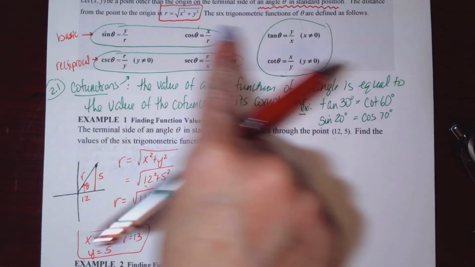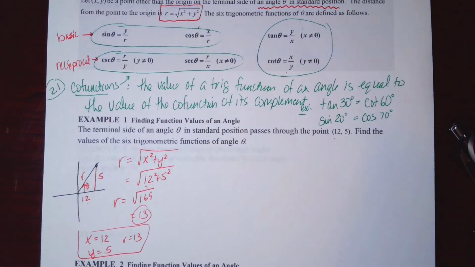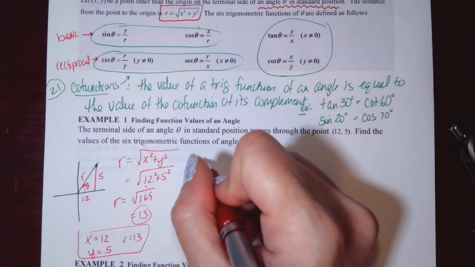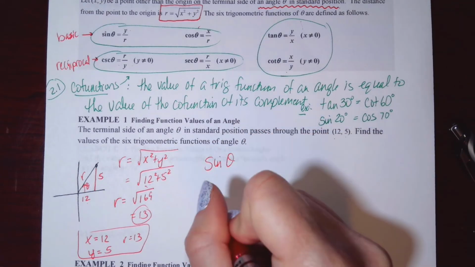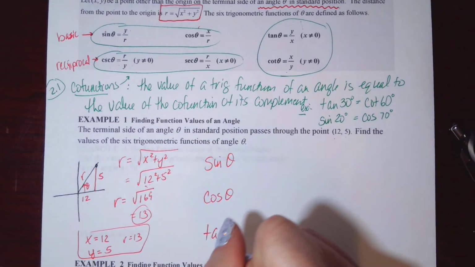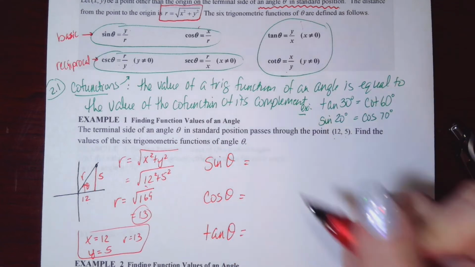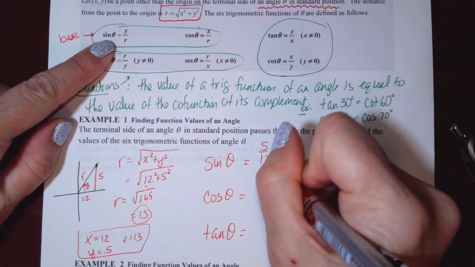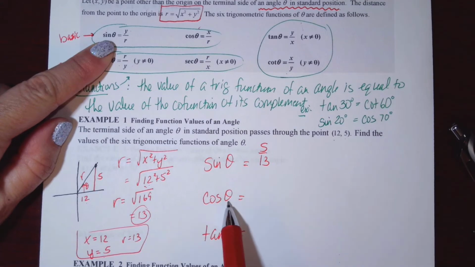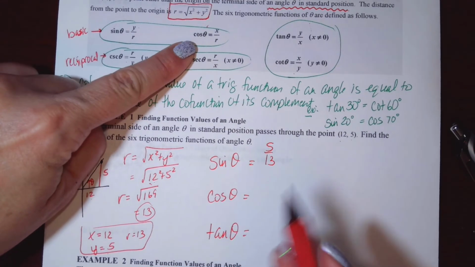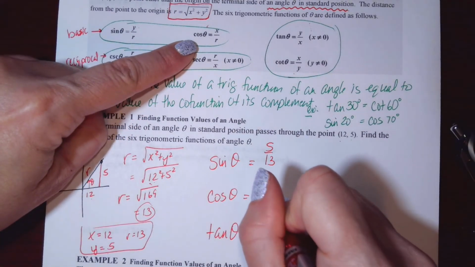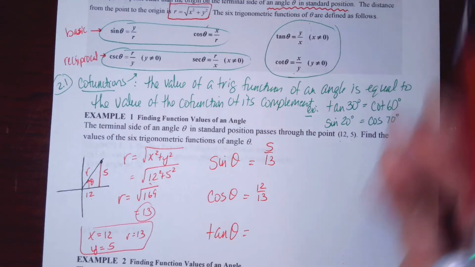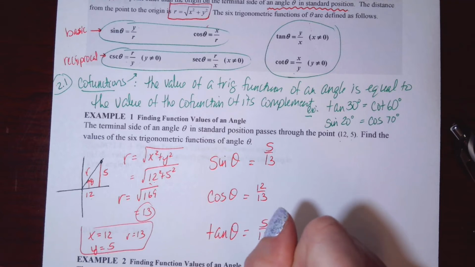Now we see how the 6 trig functions get built in relation to x, y, and r. So I have my 3 basic trig functions: sine theta, cosine theta, and tangent theta. Sine is y over r, so 5/13. Keep it exact. Cosine is x over r, so 12/13. And tangent is y over x, so 5/12.